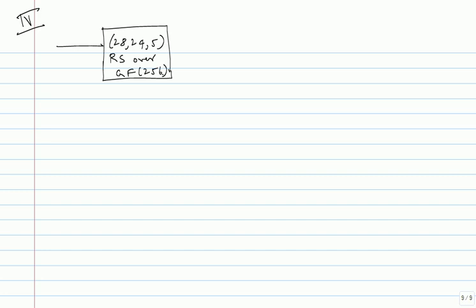Okay, so if you want a minimum distance 5, you have to have 4 consecutive roots. So you add n minus 2t. So the 255, 251, 5 code was the original primitive code. From there, you shorten down to 28, 24. You set a whole bunch of messages to 0. That's what you do to get this 28, 24, 5 Reed Solomon code over GF256.